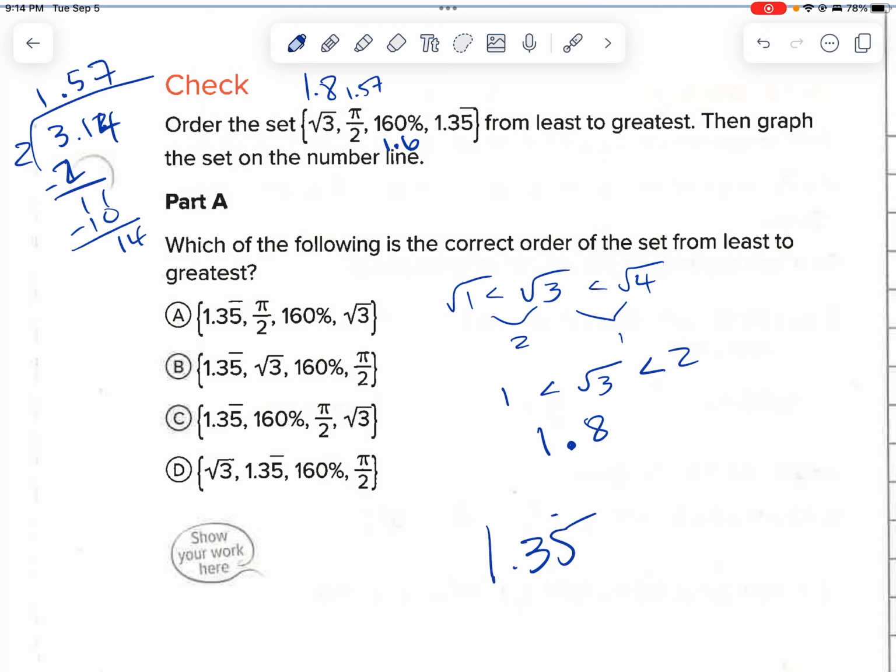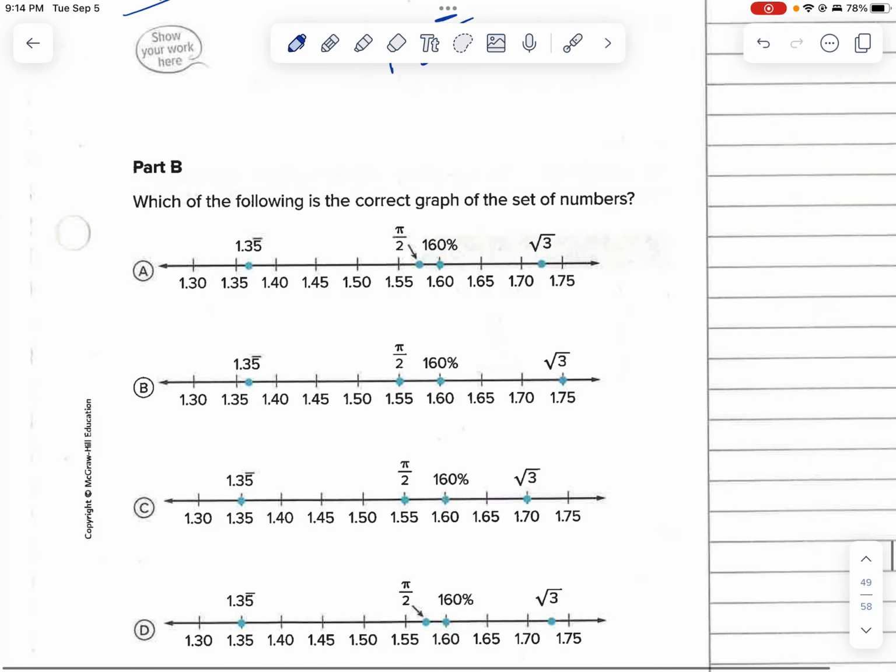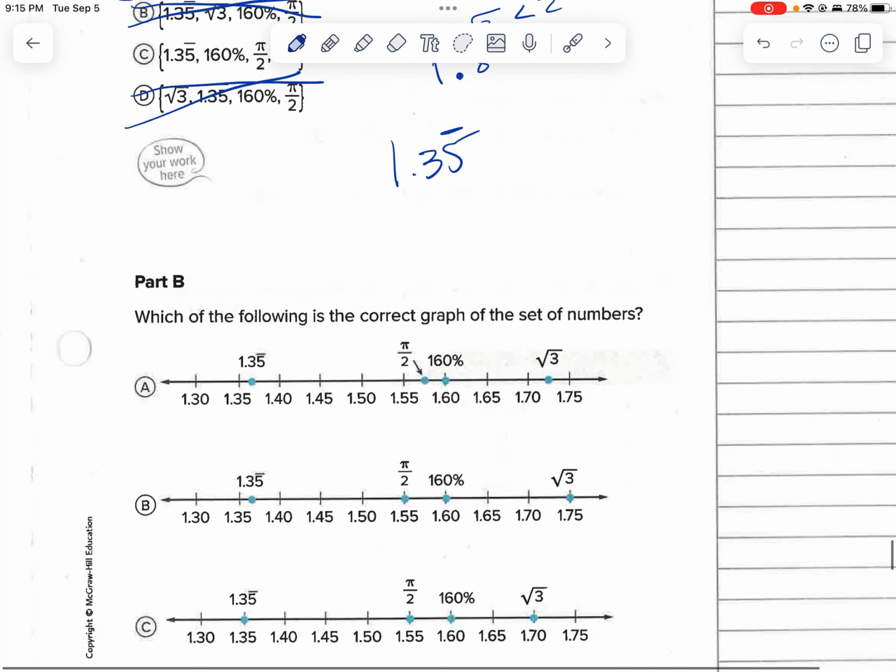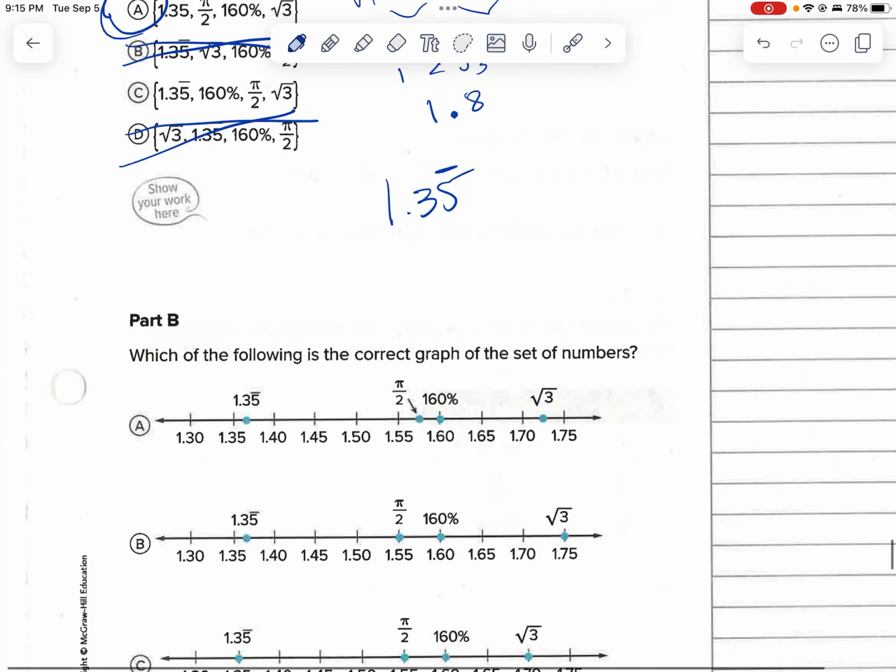Oh, the 5 is repeating. It's the smallest number. So that means this one's not going to be it. The biggest number is 1.8, the square root of 3, so that means this is not it. So it's between A and C. 1.57 is smaller, so this one is the answer.